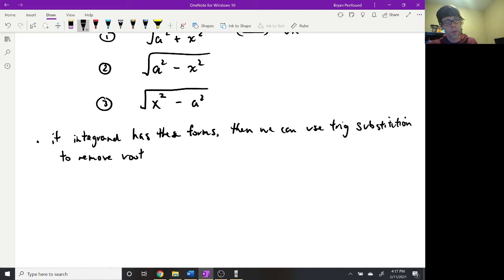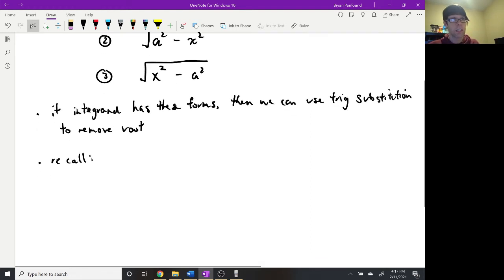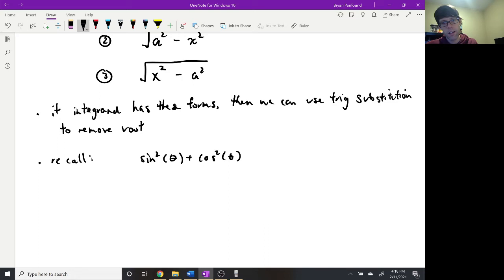Now, I want to recall our three Pythagorean identities. So, let's see. We have sine squared. Let's use theta here as our different variable. So, sine squared theta plus cosine squared theta is equal to 1.